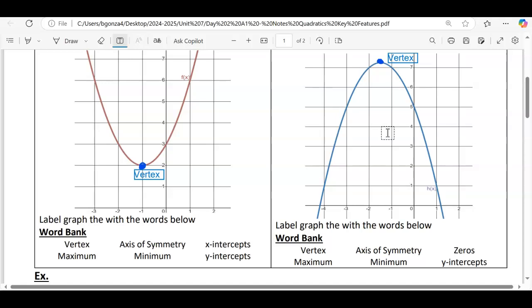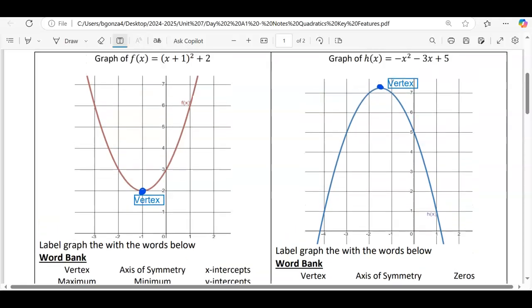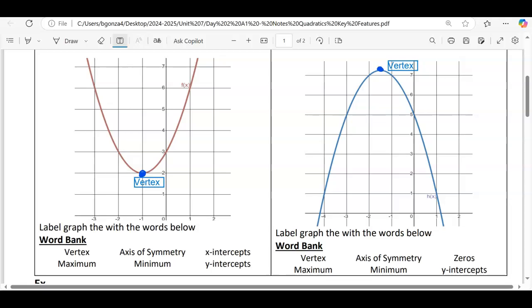So we're going to draw a line down the middle through the vertex, okay? So here we go. Go ahead and start drawing this line right here. And I'd make a dashed line, right? Make sure you're writing this stuff down, right?